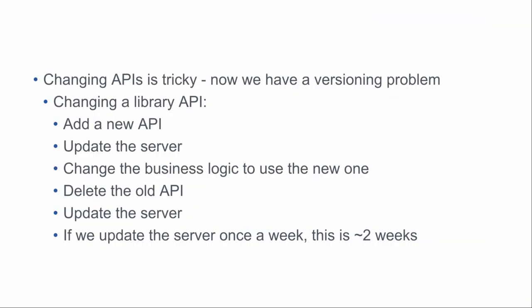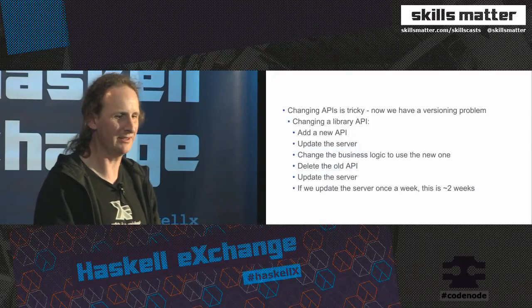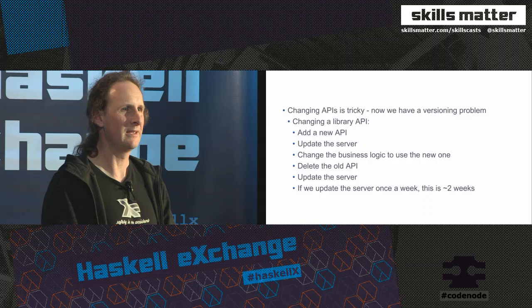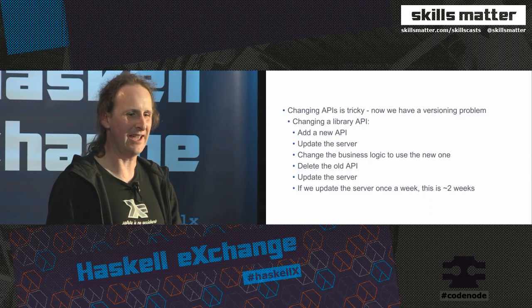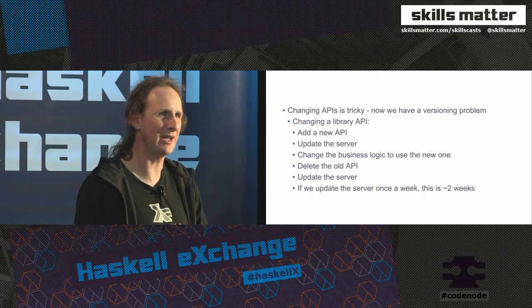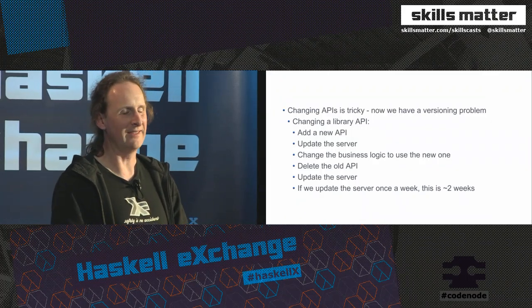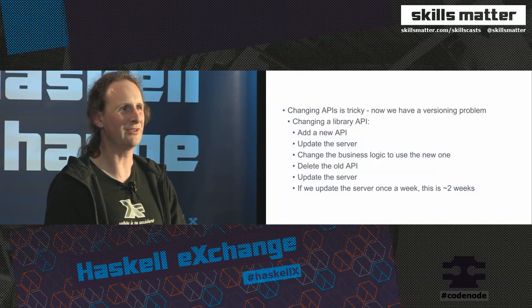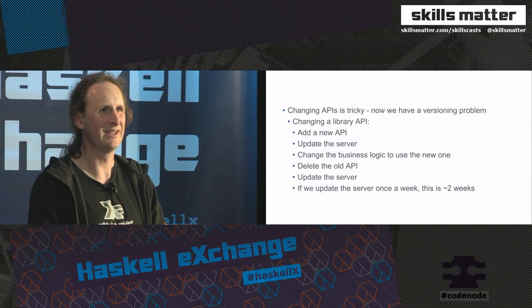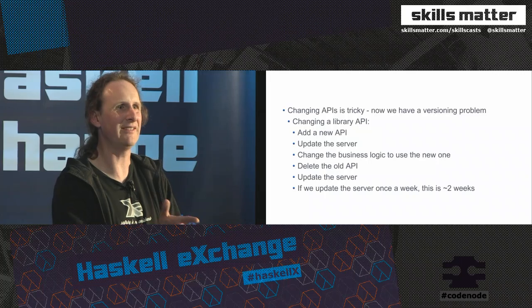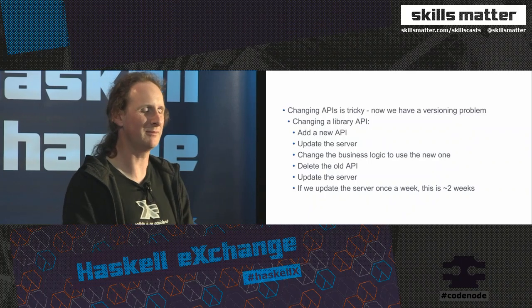So changing APIs becomes a bit tricky. If you have a single server, you can change any API within that server just by changing it, recompiling and shipping it. But now we've got a versioning situation. Suppose you want to change a library API: we add a new API, update the server so that it exposes the new API, and only then can we start using it from the dynamically linked code. Once we're past a certain version of the dynamically linked code, the old API isn't being used anymore, so we can delete it. It doesn't disappear until we've finally updated the server.